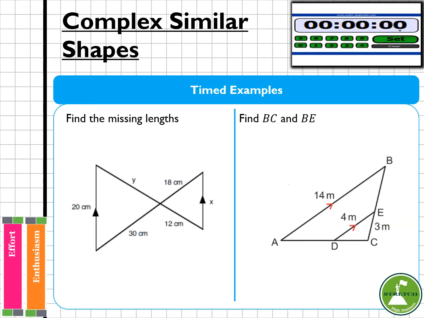Now it's your turn. Can you use the notes that you've taken in the examples to find the missing lengths in the following questions?